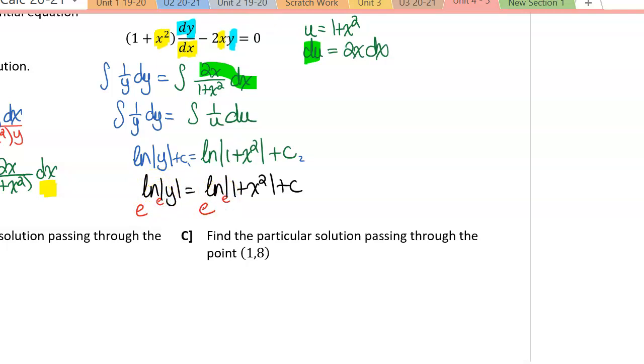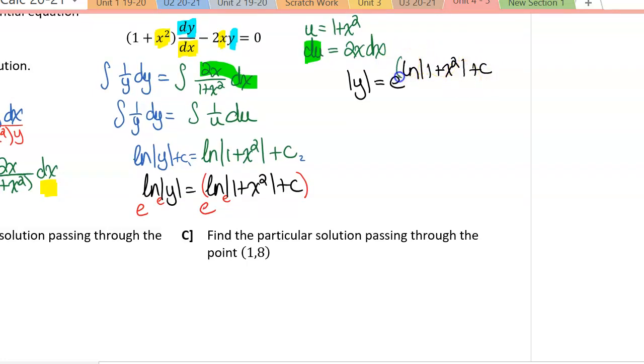The bit that's in the way here, we'll talk about that side in a minute. But on this left side, this just becomes the absolute value of y. So the left side is not too bad. This right side is a little bit more work to deal with here. So this is going to be e to the natural log of 1 plus x squared, and then plus c.